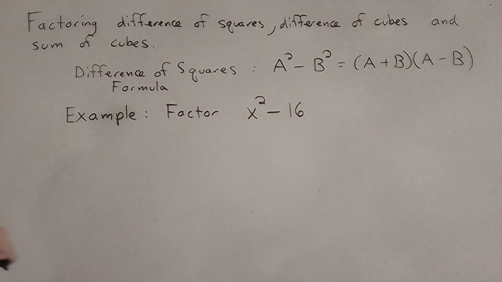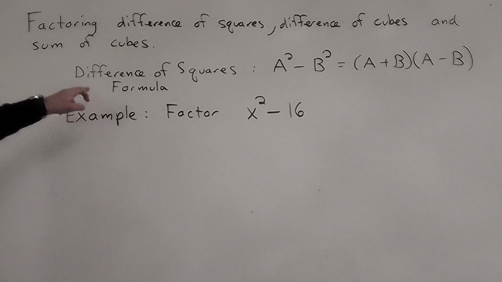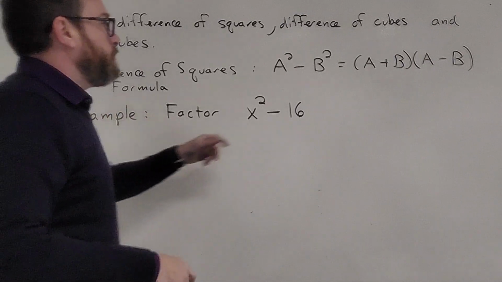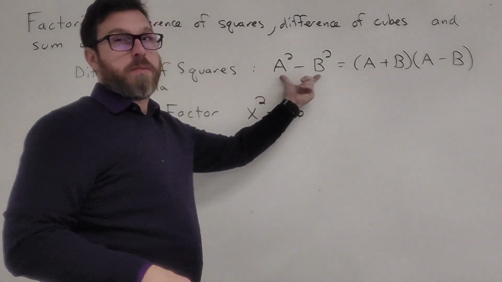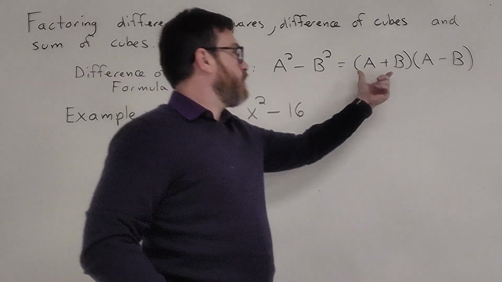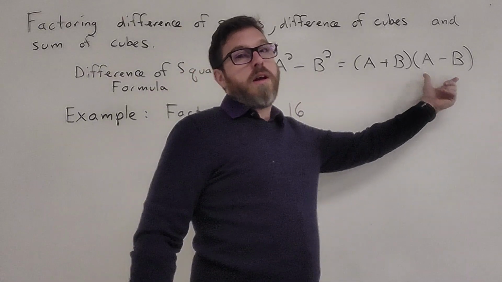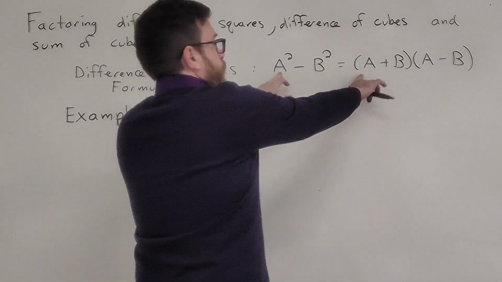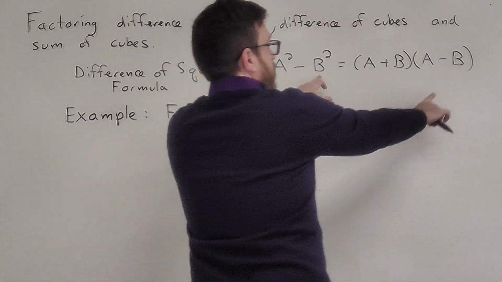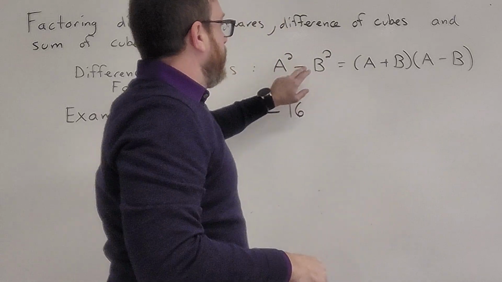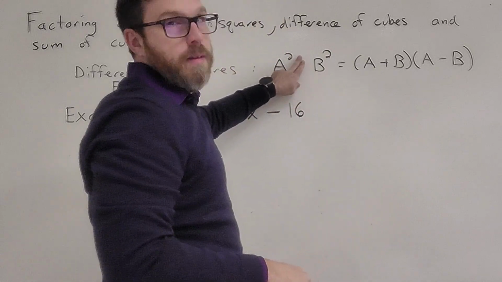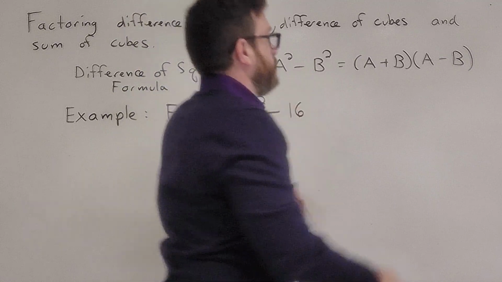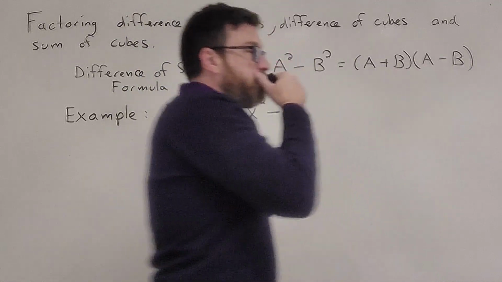So we're going to factor a difference of squares, difference of cubes, and a sum of cubes. And we'll start out with the difference of squares formula. If we have something in the form of a squared minus b squared, we know that it's going to factor into a plus b multiplied by a minus b, where the a comes from the square root of the first, and the b comes from the square root of the second term, except not looking at its sign. The sign is going to be handled with a plus or minus.